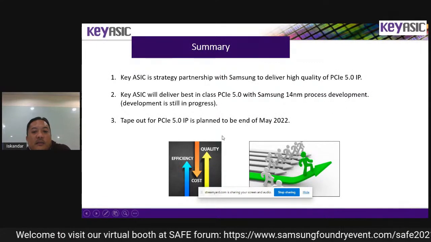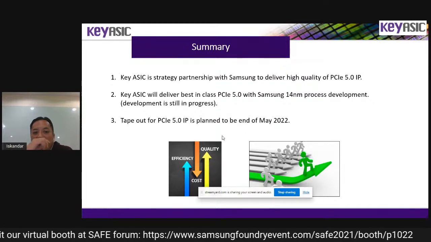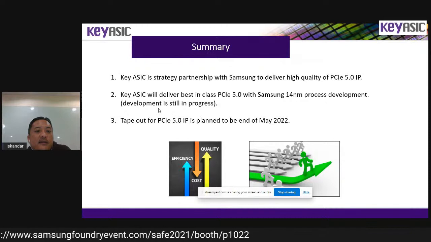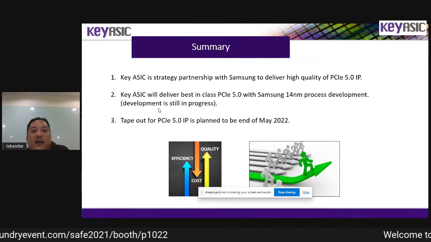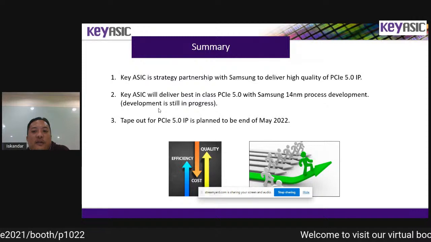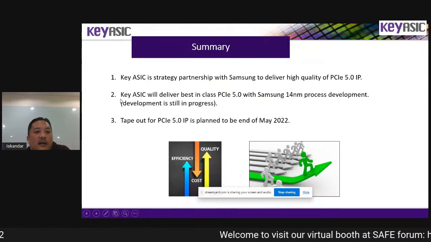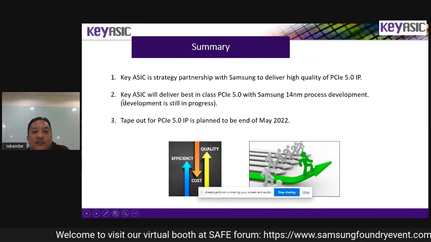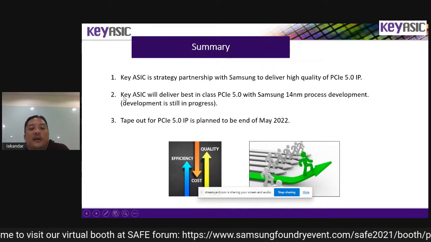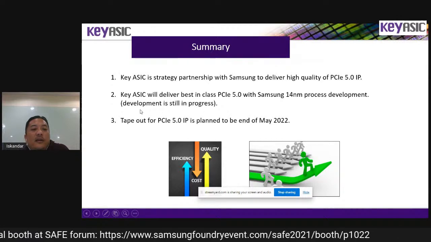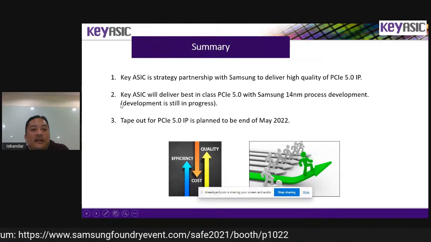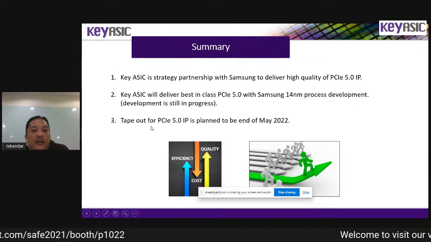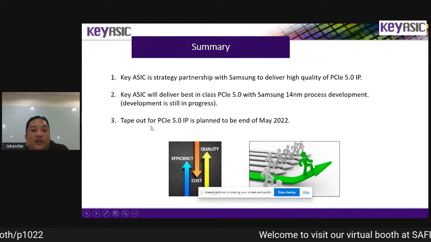Okay, so summary for this discussion: ASIC has a strategic partnership with Samsung to deliver high quality PCIe 5.0 IP. So ASIC will deliver the best in class PCIe 5.0 with Samsung 14 nanometer process development. As everyone knows, this project is still in progress now. So the tape out for this project is planned to be end of May 2022.